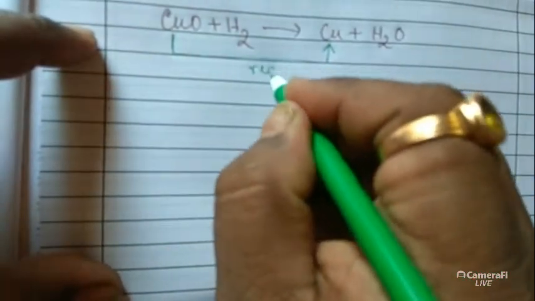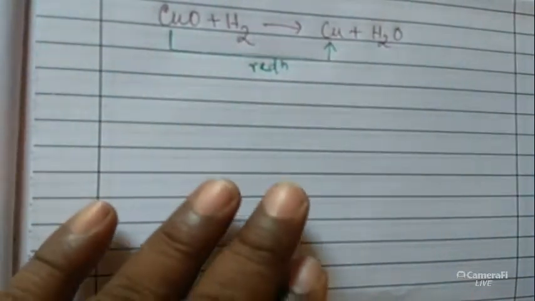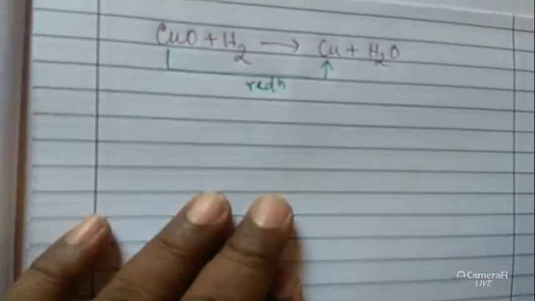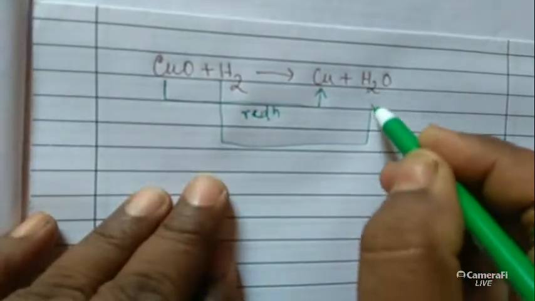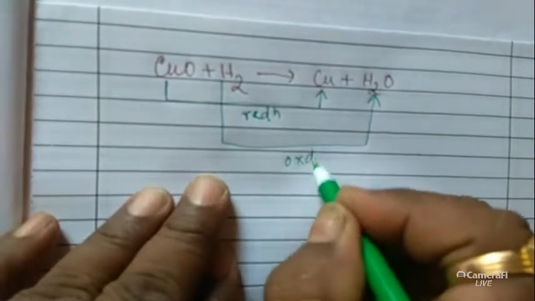So in this reaction, what I could see is that copper oxide is losing oxygen, hence it is showing reduction. Can you see I have written reduction in green. On the other hand, hydrogen is gaining oxygen, so it is showing oxidation. Is this part clear to you? Copper oxide is losing oxygen, hence it is getting reduced. Hydrogen is gaining oxygen, since it is getting oxidized, right?